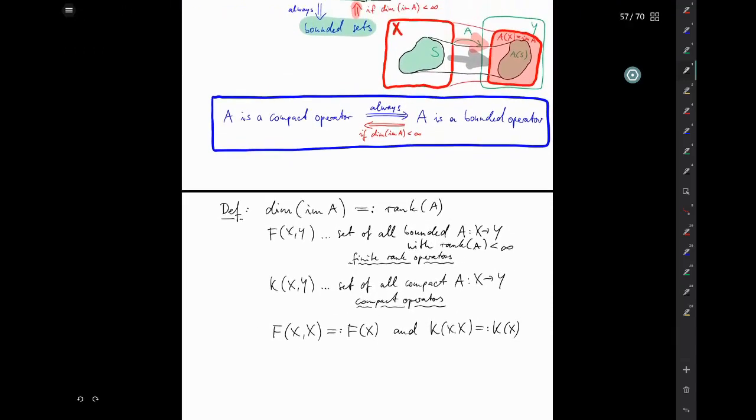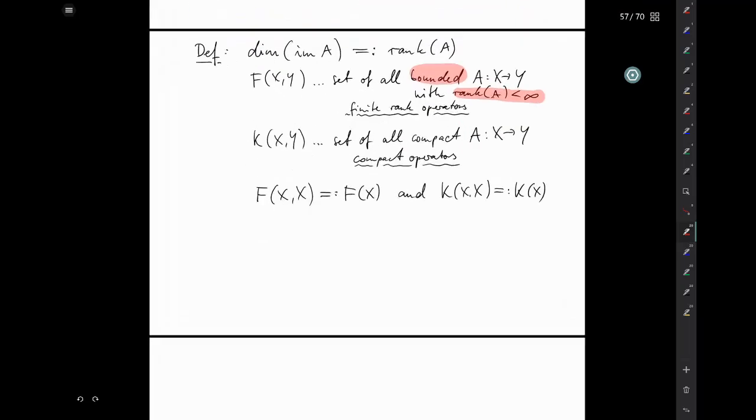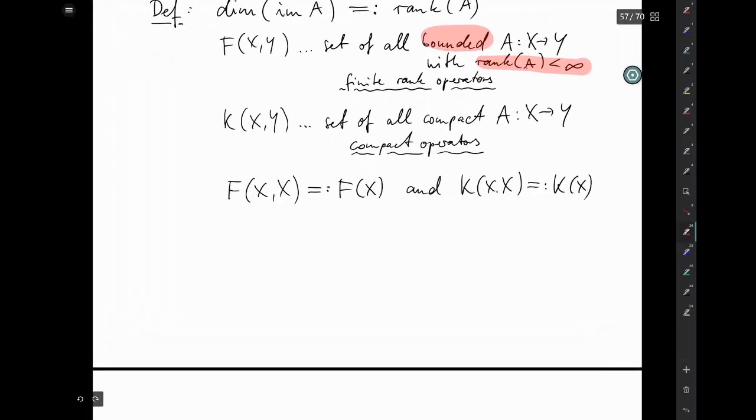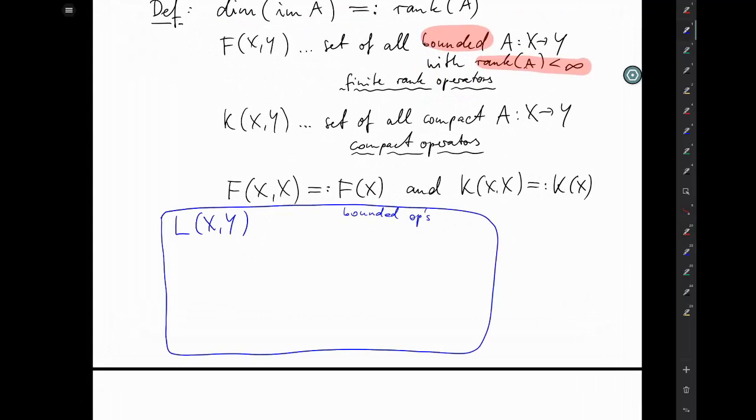We know that every compact operator is a bounded operator, and we know that every finite rank operator is a compact operator because it has finite rank and is bounded. That's exactly this definition. It's bounded and has finite rank. So if we summarize this, we could just draw the following diagram. So the largest set is the set L(X,Y) of all bounded operators from X to Y.